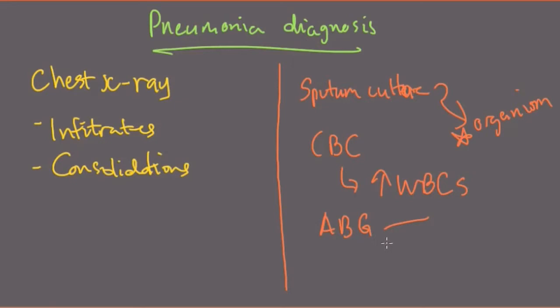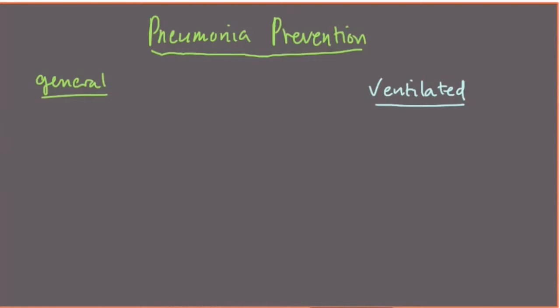With any kind of respiratory distress and with pneumonia, we'd see a decrease in O2 and eventually an increase in CO2. Both of these would indicate that respiratory effort is insufficient. So what I'd like to briefly discuss here is how we can work to prevent pneumonia.